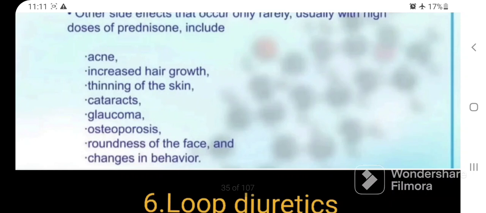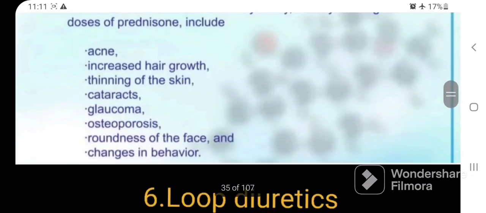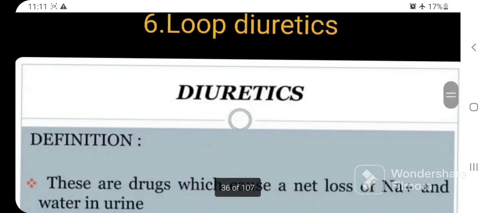Side effects of prednisolone: acne or hair growth, thinning of the skin, glaucoma, osteoporosis, roundness of the face, and changes in behavior. These are some side effects of prednisone or the steroid.